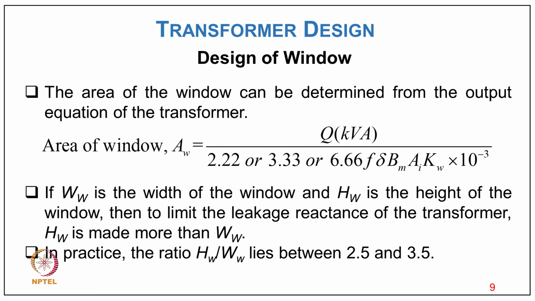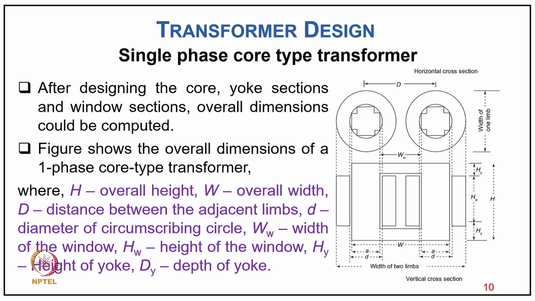Now coming to the design of the window, the area of the window can be determined from the output equation of the transformer. The area of the window is Aw equal to Q in kVA divided by 2.22, 3.33 or 6.66, times f, delta, Bm, Ai, Kw, times 10 to the power minus 3. If Ww is the width of the window and Hw is the height of the window, then to limit the leakage reactance of the transformer, Hw is made more than Ww. So in practice, the ratio Hw to Ww lies between 2.5 and 3.5, which controls the leakage reactance. You can modify the value of leakage reactance, which affects the performance, typically the voltage regulation of the transformer as well as the short circuit current in the case of a power transformer.